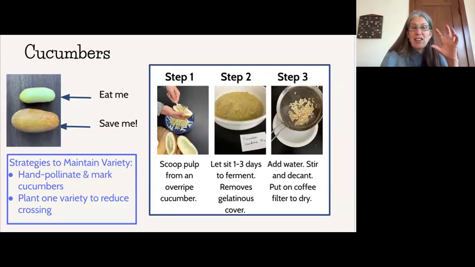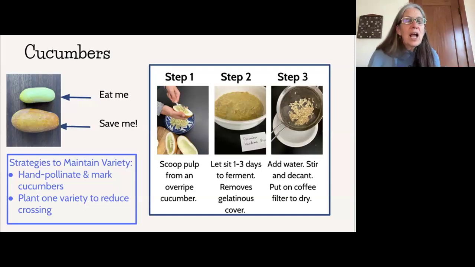So you can see it got yellow, it got brown and crusty. It was kind of starting to crack. So yeah, very different. Then you just kind of scoop it out. And once again, it too has that gelatinous germination inhibitor on it. So you want to sit it for a couple of days to remove that gelatinous coat and then decant and put it on a coffee filter. And the reason people say coffee filter versus paper towels is just that it comes off a lot easier off of a coffee filter than a paper towel.